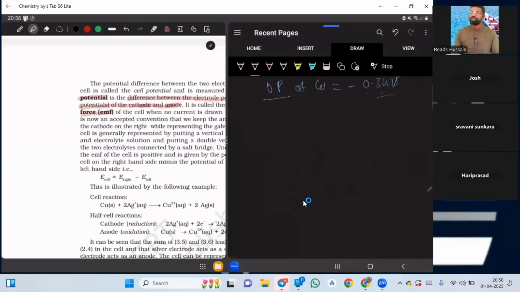Now, one more point and basic point. Any one of you can open your mic and you can answer. Zn to Zn plus 2. Can you tell me whether this is oxidation process or reduction process? Zn to Zn plus 2. Whether it is oxidation or reduction.